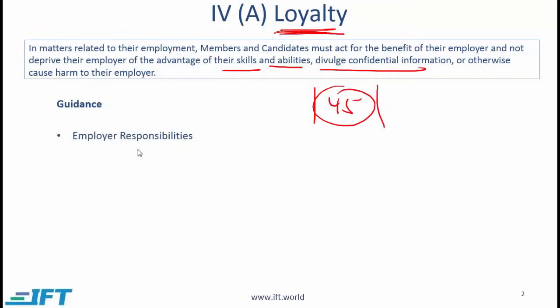Coming now to the guidance. Just like you have responsibilities towards the employer, the employer also has responsibilities. An important responsibility is that the employer should not have any policies, procedures, rules, both written or unstated, which encourage any form of unethical behavior. If there is such a situation, then you need to encourage your employer to change those rules or practices.